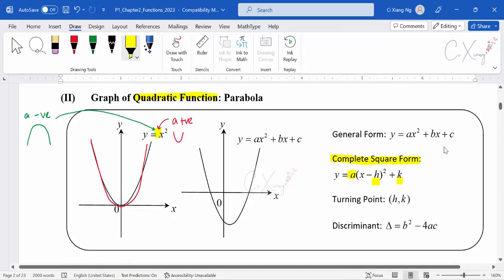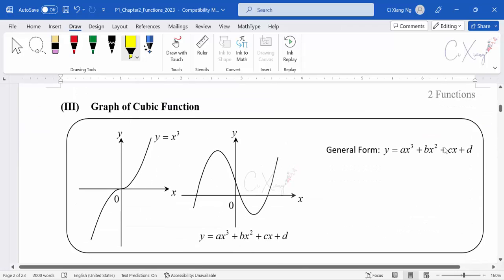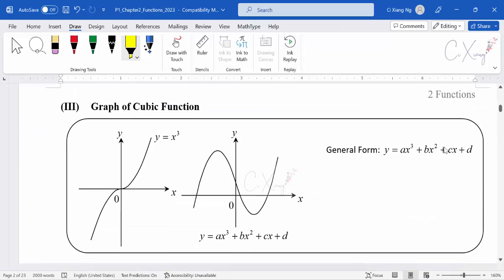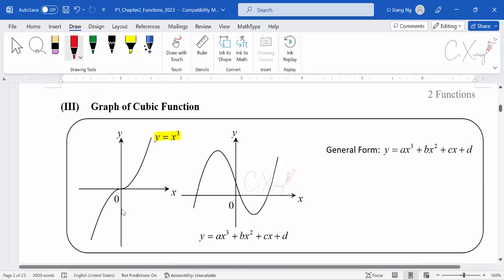Right, then the third basic curve that we need to know is the cubic function. The basic cubic function is y equals x power 3. You can see that the shape roughly is something like this. You will pass through (0, 0). Then the curve will go from bottom to top.